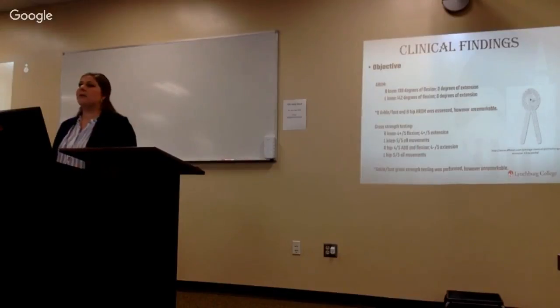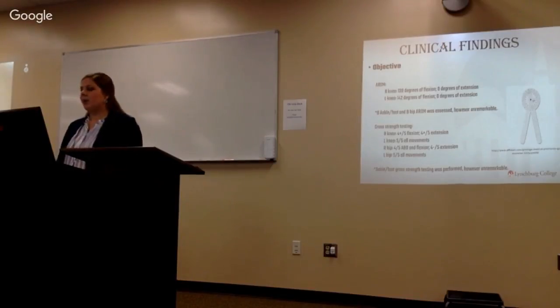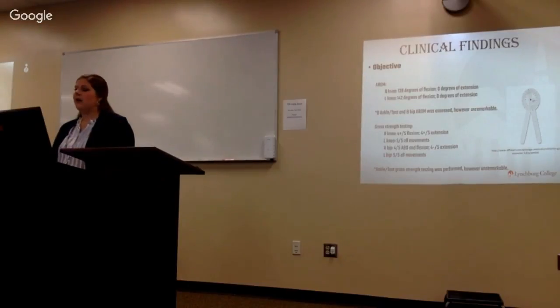So objective exam. Initially, an active range of motion screen was performed. Both right knee and left knee flexion and extension were within normal limits. However, right knee flexion was limited by 4 degrees in comparison to the left. Ankle and foot, as well as bilateral hip active range of motion was assessed. However, it was unremarkable. Gross strength testing was performed, and the right knee flexion and extension was 4+ out of 5 in comparison with the left knee, which was 5 out of 5 at all movements.